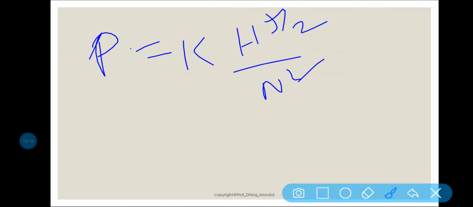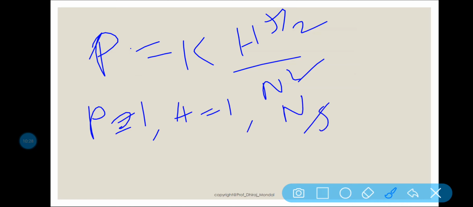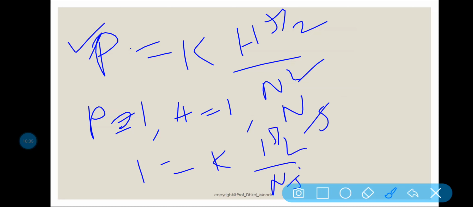Now, what is the definition of specific speed? When unit power and unit head are taken, whatever speed we get, that is your Ns. So we can write, if P is equal to 1, then 1 is equal to K into 1 to the power 5 by 2 by Ns square. Because when unit head and unit power are taken, whatever speed we get is called your specific speed. So from this equation, K can be written as Ns square.